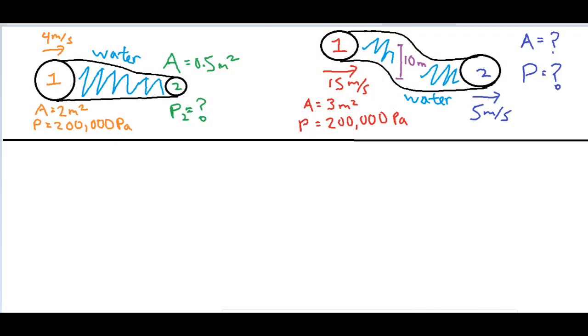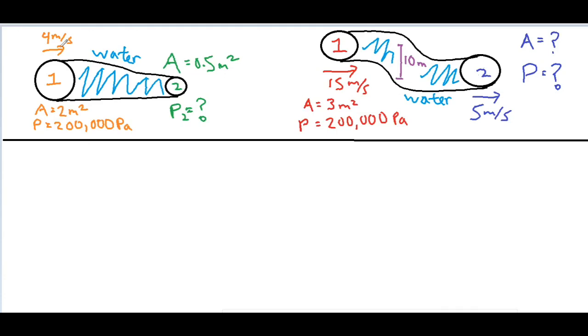In this video, we're going to be taking a look at two fluid problems where we're going to be using Bernoulli's equation. We have one pipe going from a larger opening to a smaller one, and a second one over here that goes from opening 1 down to opening 2 at a lower level, and we do not know the area and the pressure. So let's go ahead and take a look at our first example here.